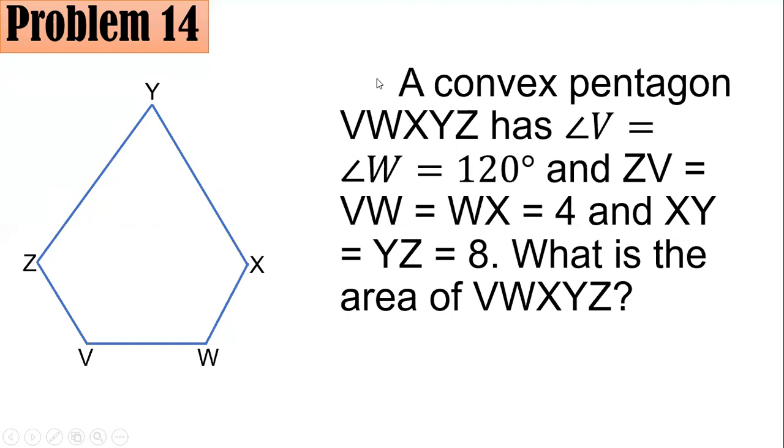Okay, a convex pentagon VWXYZ has angle V equals angle W equals 120 degrees. And sorry, ZV, VW and WX are all equal to 4. XY and YZ are all equal to 8. What is the area of pentagon VWXYZ?